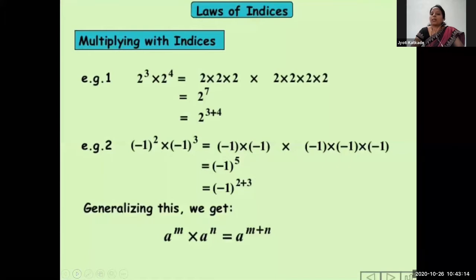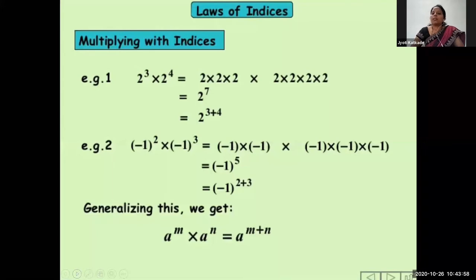at the bottom of this slide, see, generalizing this, there is a raised to m into a raised to n. Means when the base is same, then add the index or add the power of that base or that number. Okay, when the base is same, then take the addition of index. Means a raised to m into a raised to n is equal to a raised to m plus n.